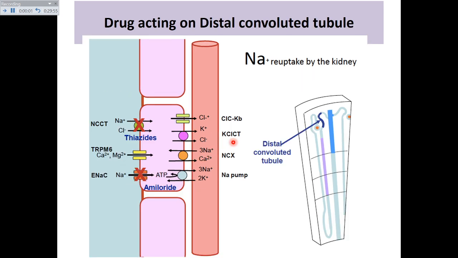Another part of the tubule, and the drug acting on it, is called thiazide. A group of drugs called thiazide act on the distal convoluted tubule.